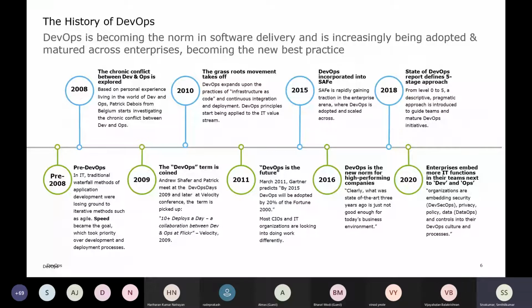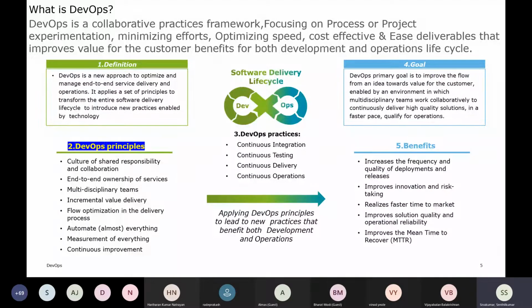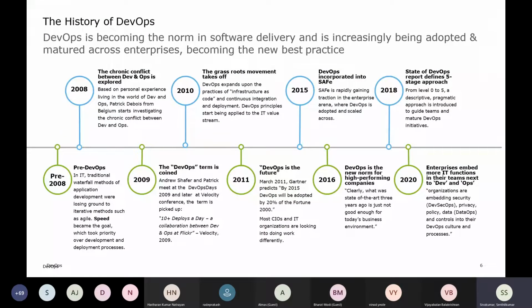Now, if someone asks what DevOps means, we can refer to the previous slide and we can refer to these four things: definition, DevOps principle, DevOps practices, and goal and benefits. Then based on this, we drive how it evolved from 2008 to 2020, how DevOps has evolved in different phases and different things, and how companies and CEOs adopt this methodology to improve the quality of performance internally.